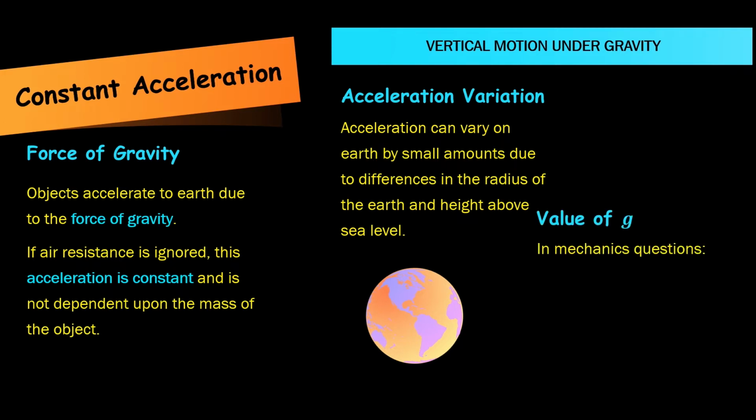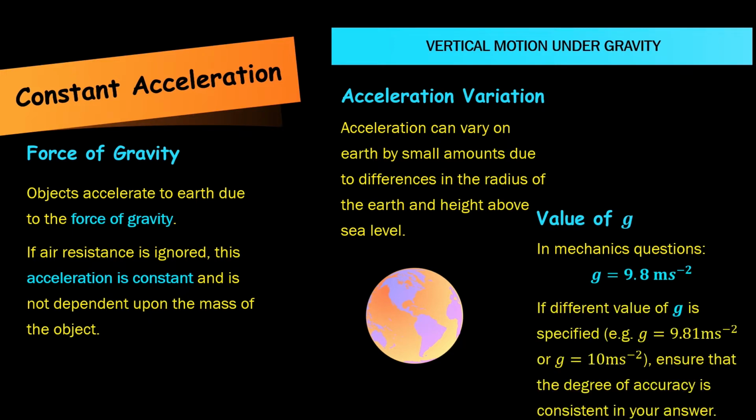In mechanics questions, g is equal to 9.8 meters per second squared. If a different value of g is specified, such as g equals 9.81 meters per second squared or g equals 10 meters per second squared, do ensure that the degree of accuracy is consistent in your answer.